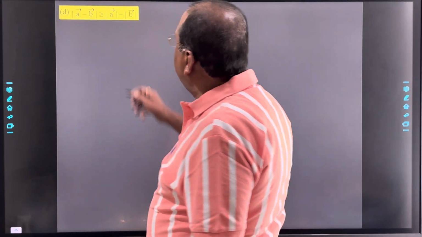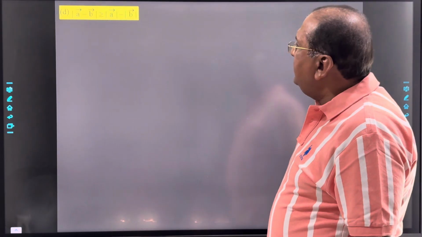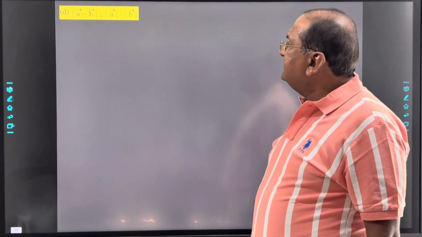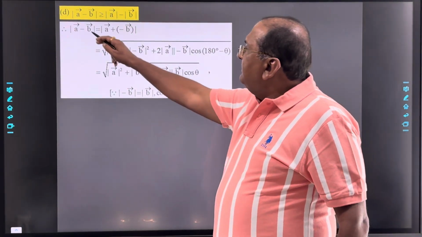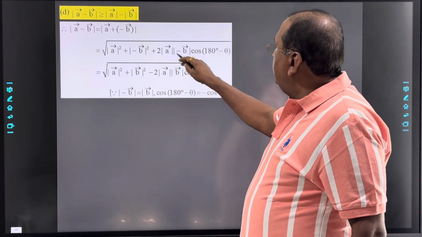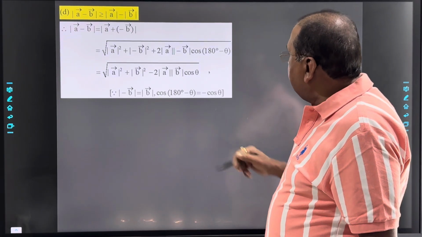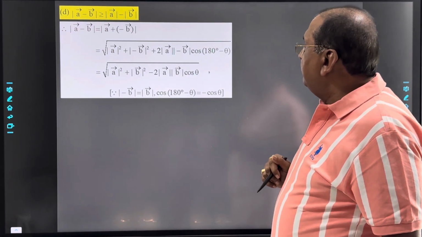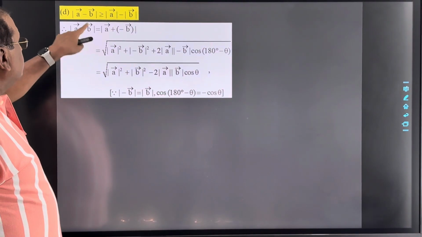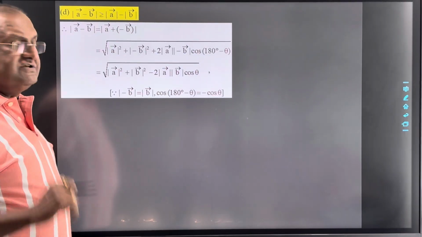Now magnitude a minus b is greater than or equal to magnitude a minus magnitude b. So here again, as per the previous one, the angle between a and minus b is 180 minus theta. So we can write magnitude a minus b is under root a square plus (minus b) square plus 2a magnitude of minus b cos of 180 minus theta, that is minus cos theta. Now here, when we want to prove this is greater than or equal to, we have to find first the minimum possible value.